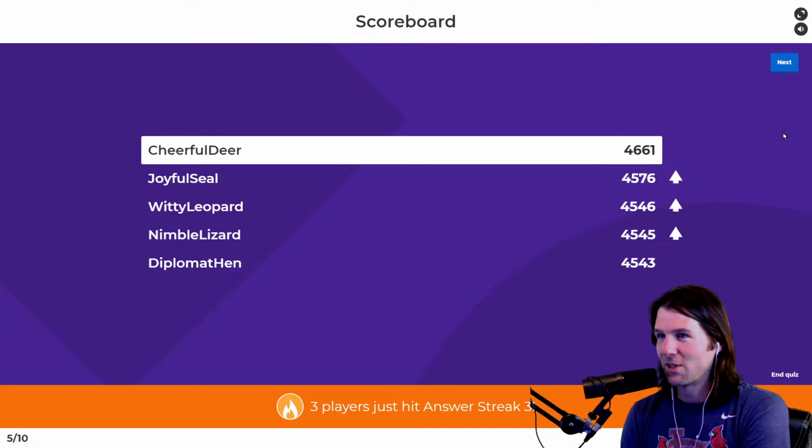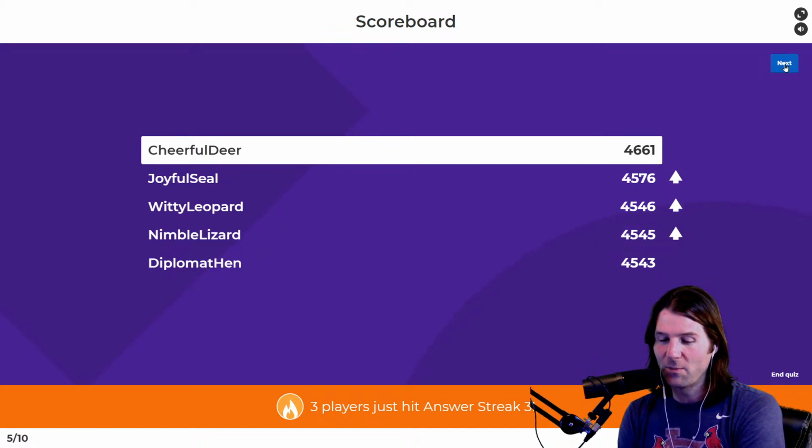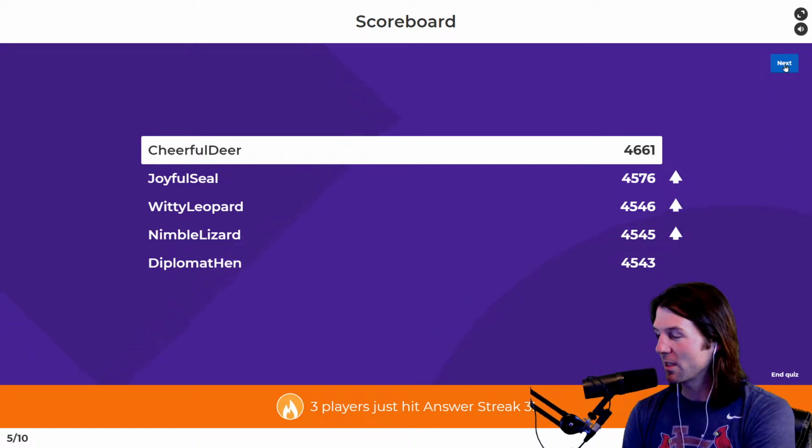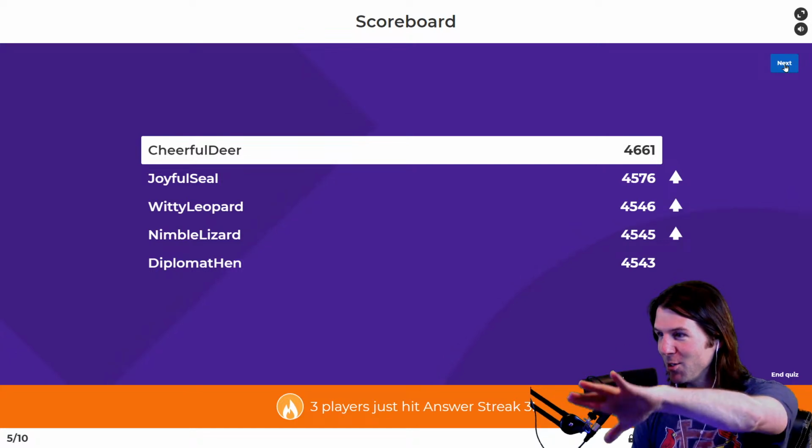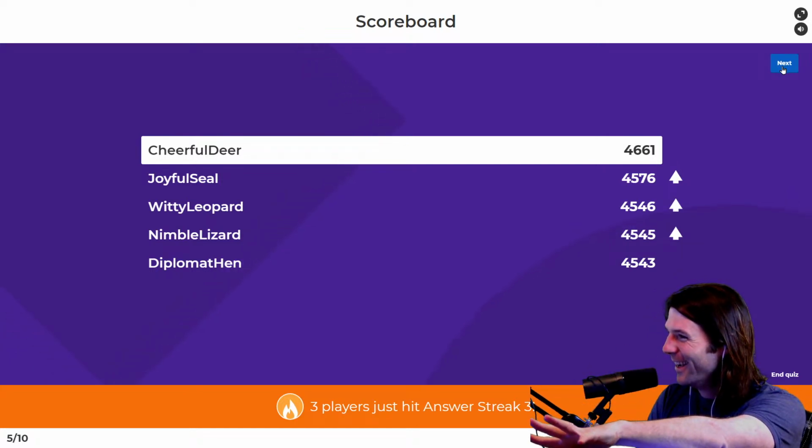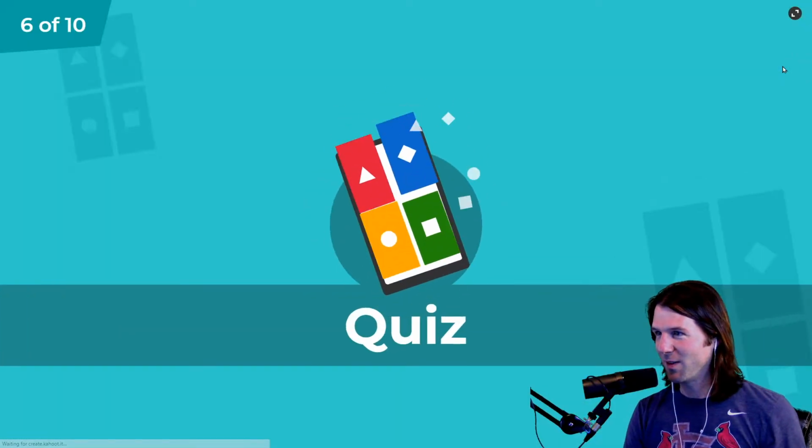Cheerful Deer, everyone's fighting right there. I'm going for Nimble Lizard this time, though. This is maybe my vote of confidence. Okay, wait, I'm doing it. Ready for this, everyone? I am voting for Cheerful Deer. Cheerful Deer, you've got my vote of confidence. Cheerful Deer is like, no, Brian. Your vote of confidence has been bad this time. Let's find out if it is.